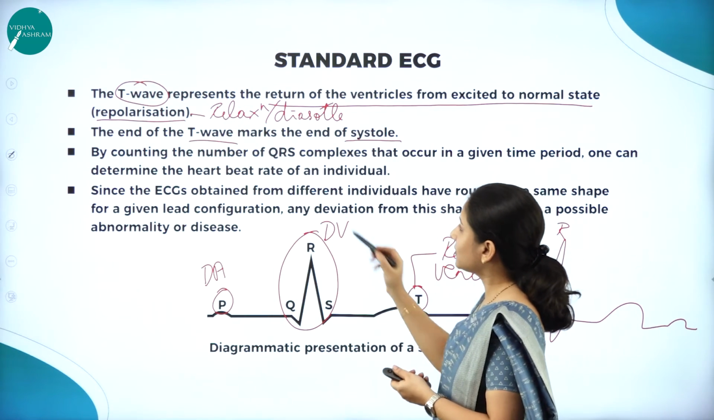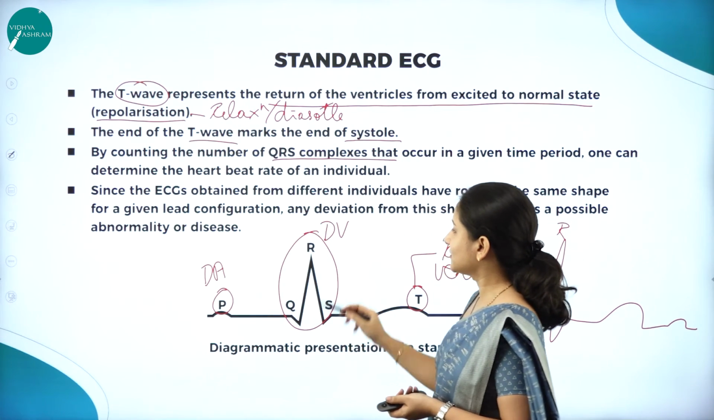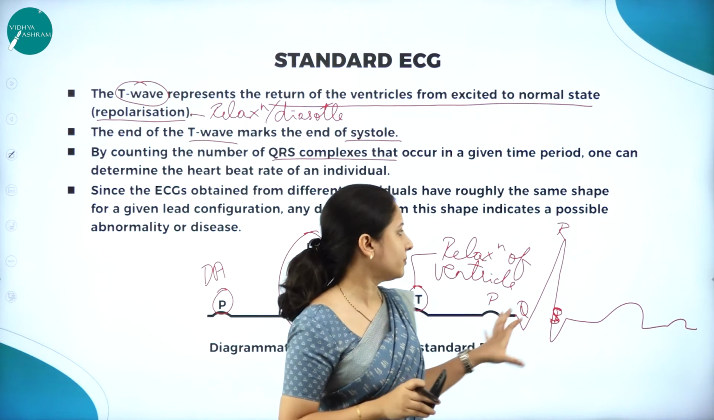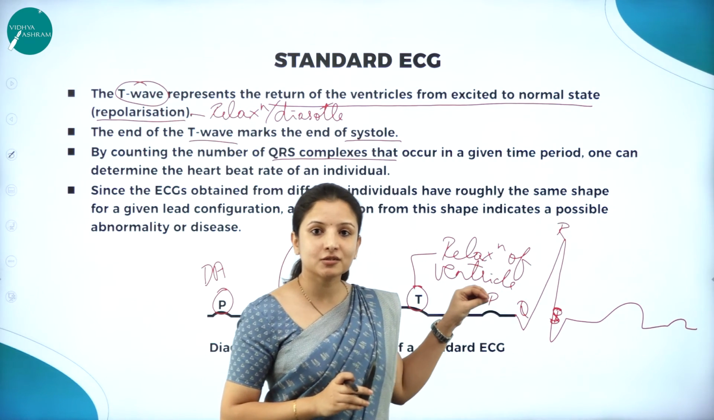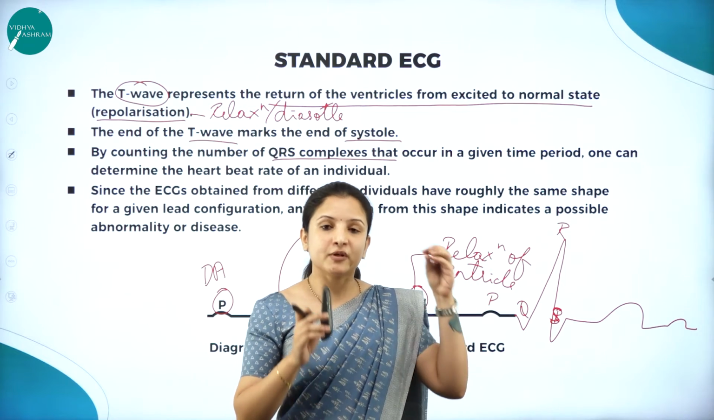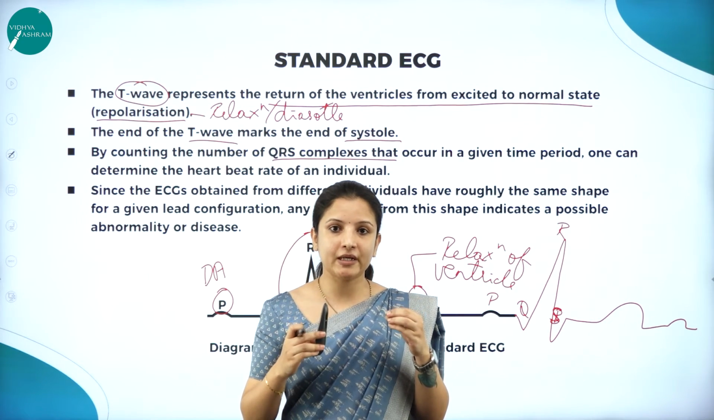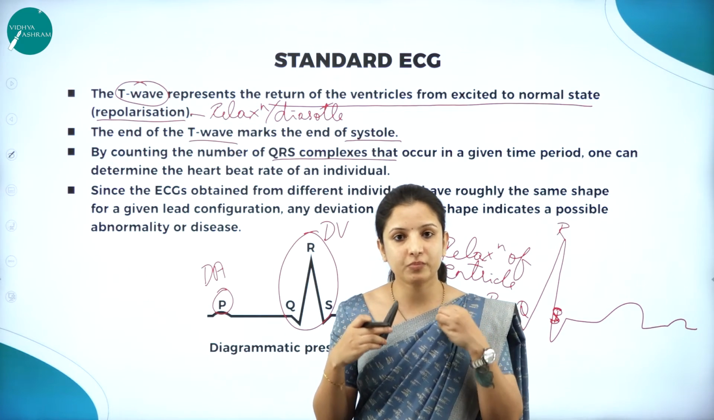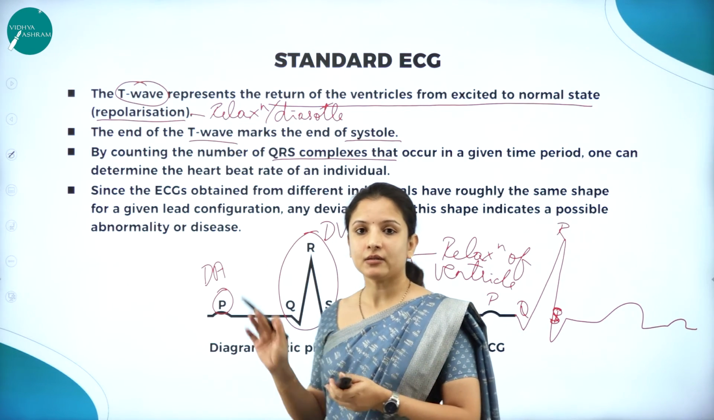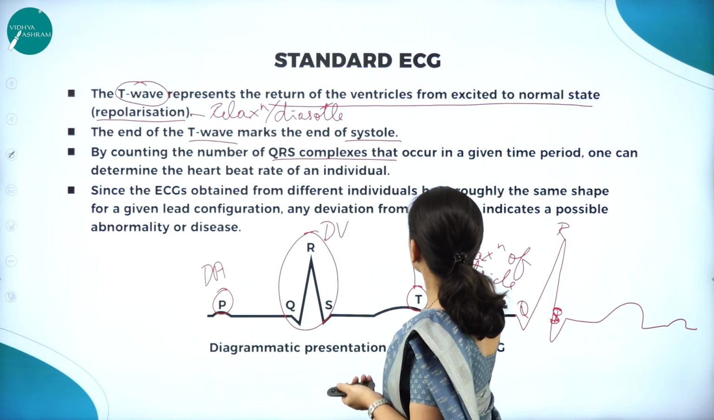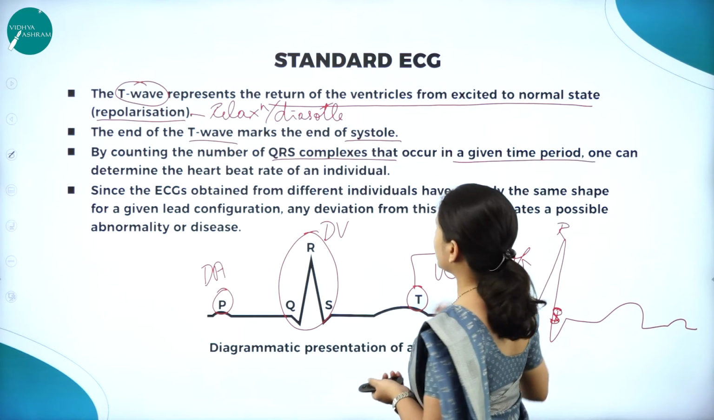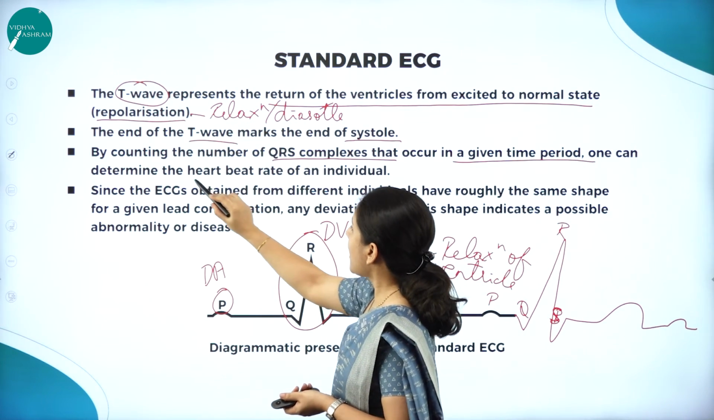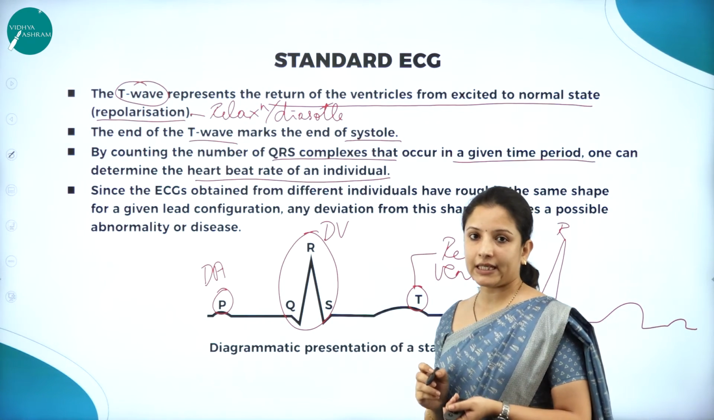By counting the number of QRS complexes that occur, how many QRS complexes have been formed? Why is this QRS complex important? Because that peak actually depicts how much blood is flowing out of the heart. So if it is counted in a given time period, one can determine the heartbeat or heart rate of an individual.